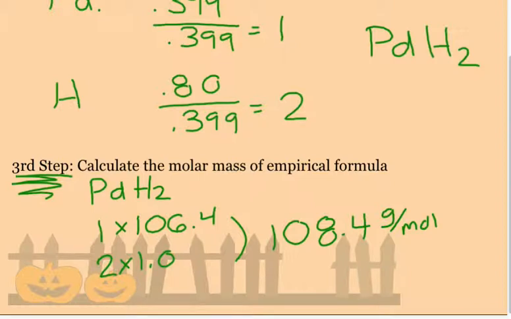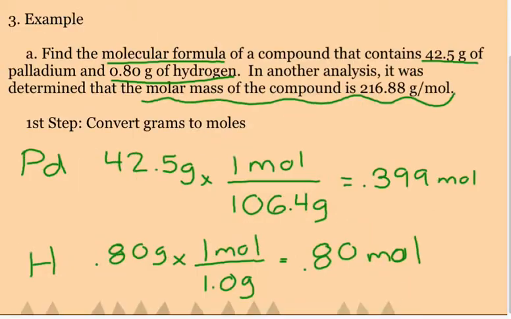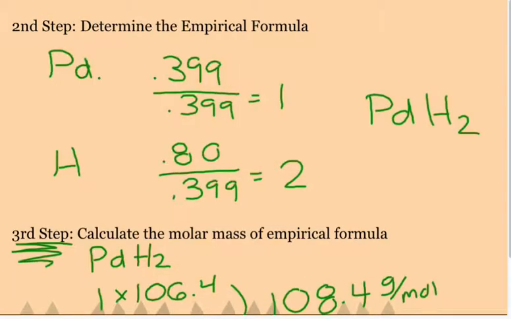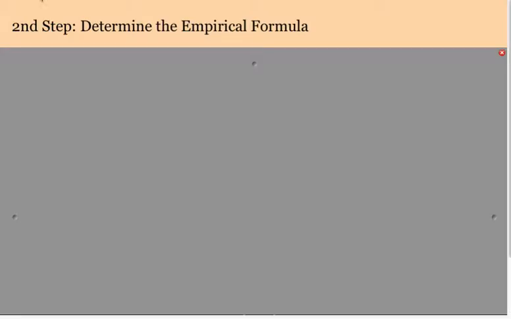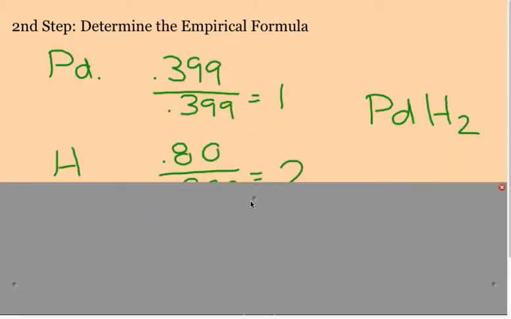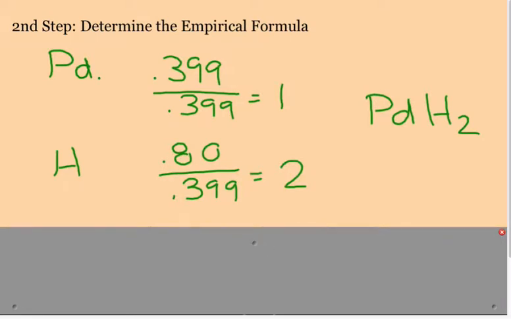And that's a little concerning since the molar mass is 216.88. So what we have to do is figure out what we need to multiply it by. If the 108.4 matched what they would have told us, all that means is that the empirical and the molecular formula are the same, and that's just nice because it's easier. In this case they're not, so we have to do an extra step.